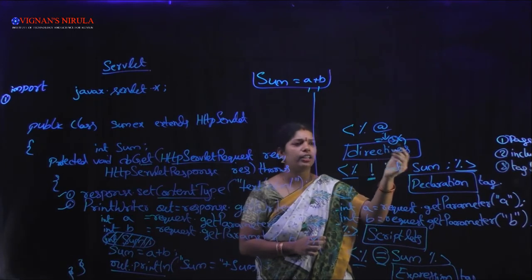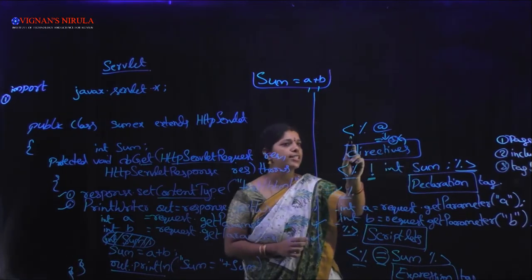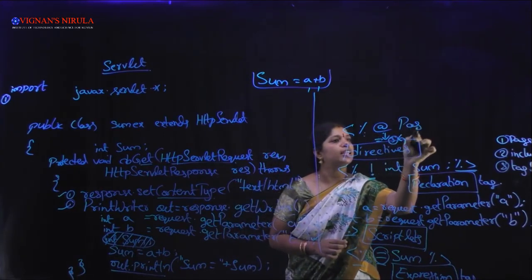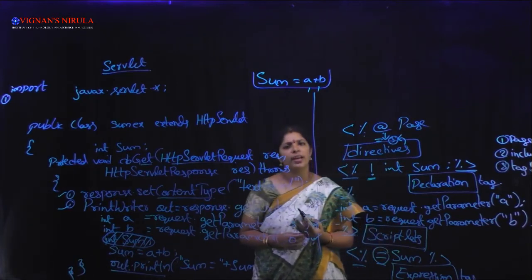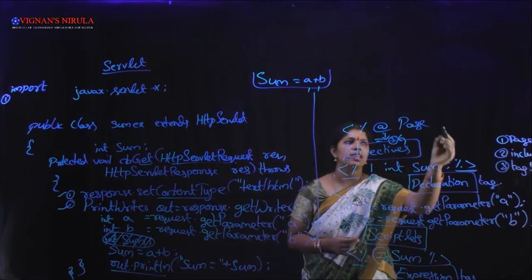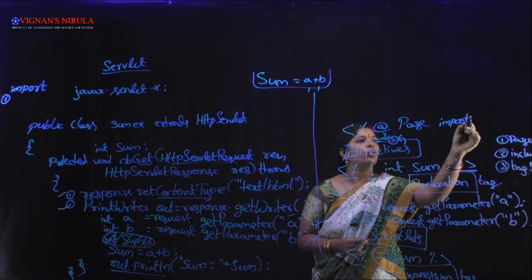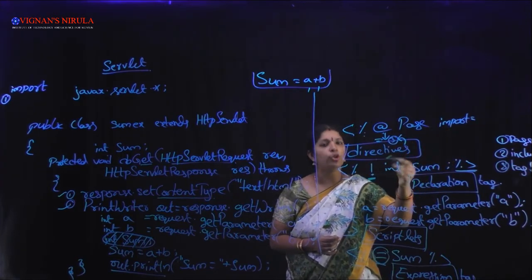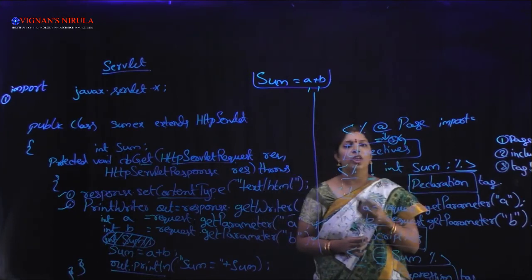So how can I declare these directives? By using the less than symbol, modulo symbol and the @ symbol. Here I am inserting the page. By default, for every JSP page, we are having the page directive. That means here we are inserting what import statements we want to insert, what language we are using to convert the JSP page into the servlet program, and what the content type is.